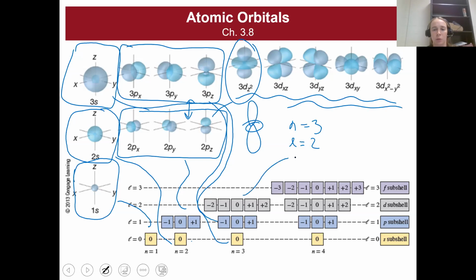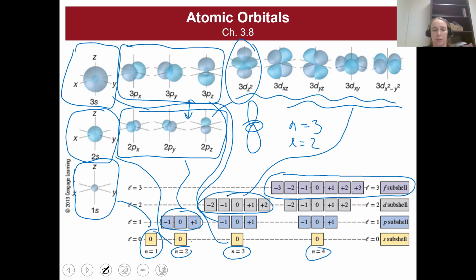And then n equals 3, L equals 2, we go to the d orbitals. If you go to n equals 4, you can go all the way to the f subshell, the f orbitals. There's 7 of those. So we keep adding 2 more each time we go up. There was only 1 orbital for n equals 1. When we go to n equals 2, now there's 3 orbitals possible. When we go to n equals 3, there's 5 orbitals possible in the d subshell.